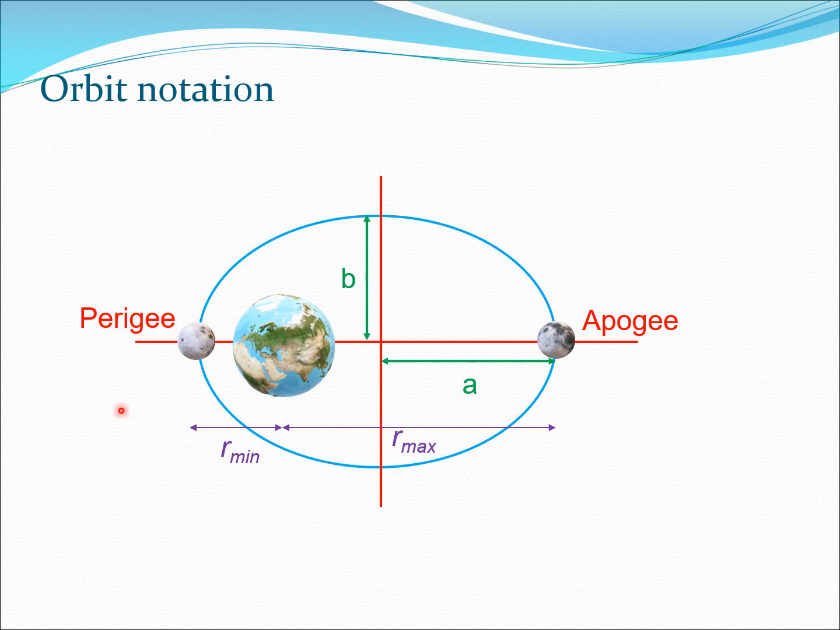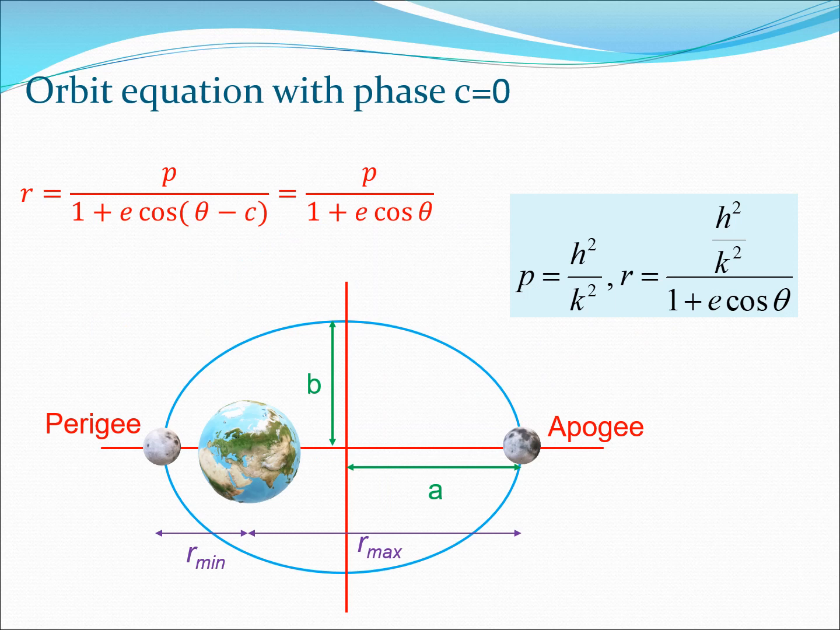One thing of course you can immediately see is that r min plus r max is going to be equal to 2a. So this is going to help us calculate a also. We are going to use that in the next few slides. Now we are going to get estimates of r min and r max. To do that, let us return to the orbit equation, and for simplicity we will assume that the phase C is 0. So the orbit equation reduces to this simpler form.